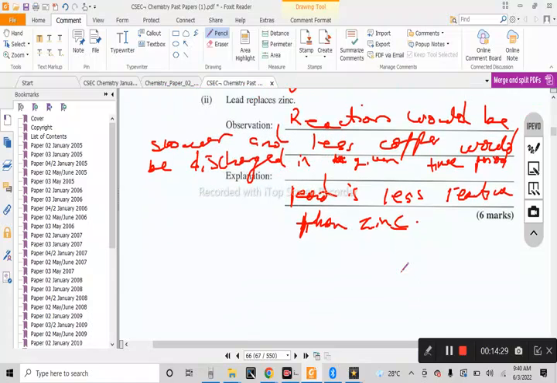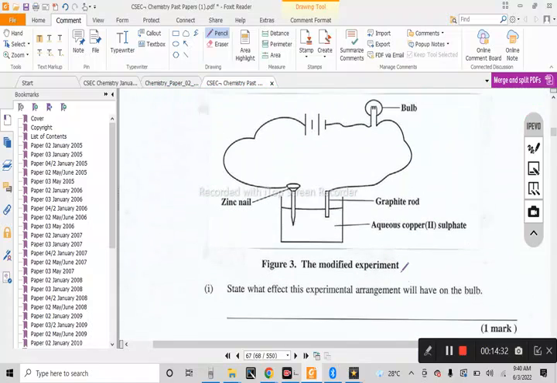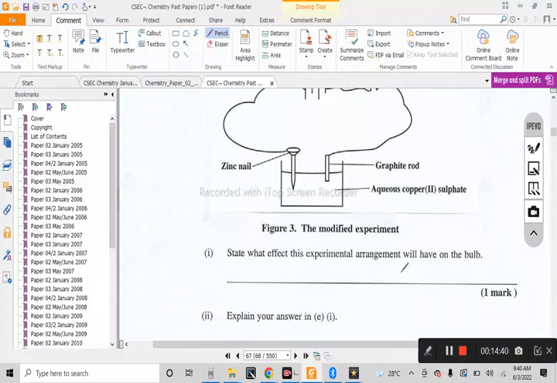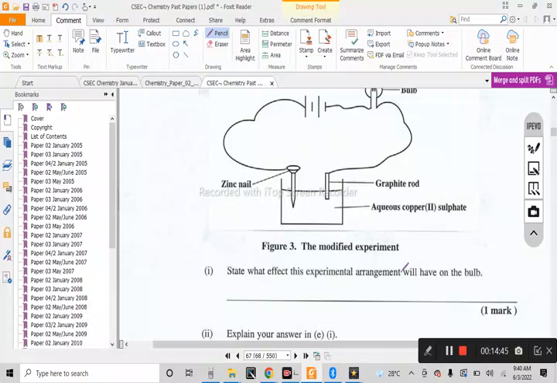Now, electrolysis question. Steve modifies the apparatus in the experiment as shown in figure 3 below. State what effect this experimental arrangement will have on the bulb. So he has aqueous copper sulfate as the electrolyte. Are you seeing that? He has the zinc there and a graphite rod here. What would happen to the bulb when this circuit is made, this electrolytic cell is made?